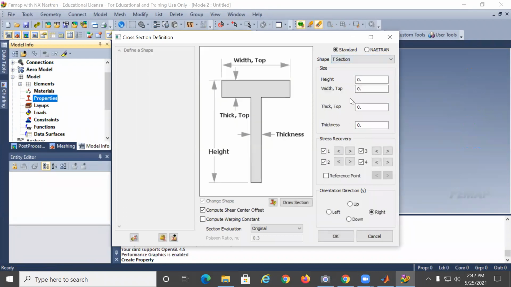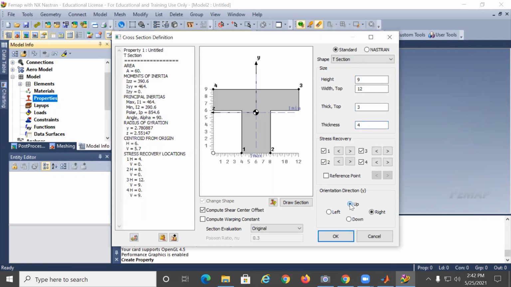T sections. So what was the width of the top? 12. What is the keyboard here? So 12. What is the, no, that's the height. Sorry, the height is, so width of the top 12, you're correct. The height is 9, no, if I remember right, 6, 9. The thickness of the top is 3. Correct me if I'm not. Thickness here is 4. We put in the y on top.